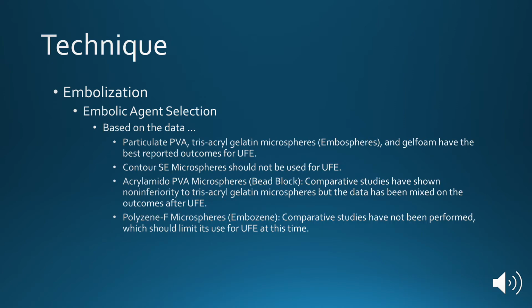So based on all of this data, particulate PVA, Embosphere microspheres, and gel foam have the best reported outcomes for fibroid embolization. Contour SE microspheres should not be used for fibroid embolization. Comparative studies have shown that BeadBlock is non-inferior to Embosphere microspheres, but the data has been mixed on the outcomes after fibroid embolization. And finally, when it comes to Embozene microspheres, comparative studies have not been performed, which really should limit its use for fibroid embolization at this time.